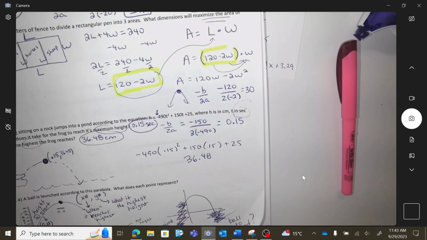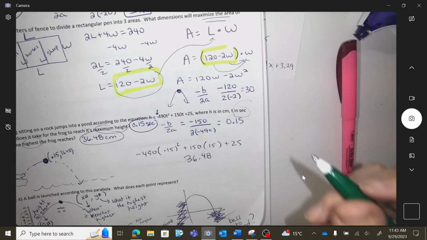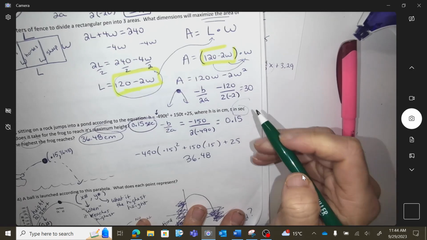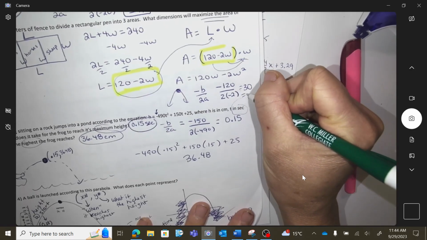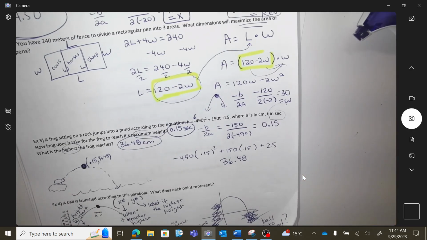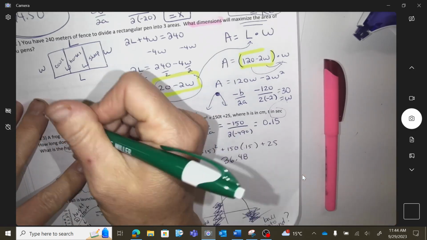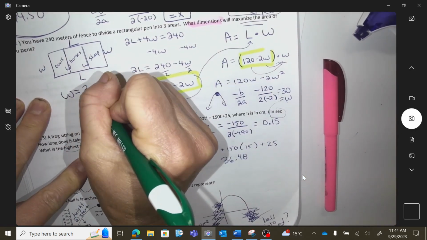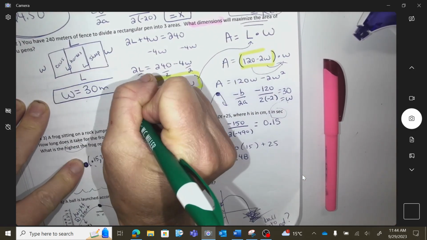What does the 30 represent? What variable? Normally we just say the x, but it's not. What letter is it instead of x? W. The W is instead of the x. So 30 equals the width. So we already know that. So here's the question. What dimensions? I already know the width equals 30 meters. There's part of it.